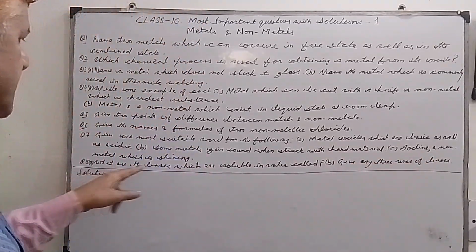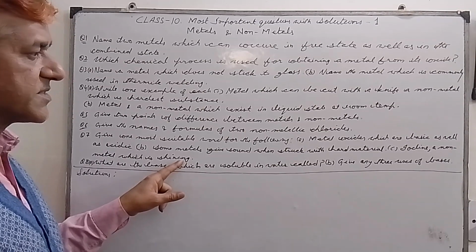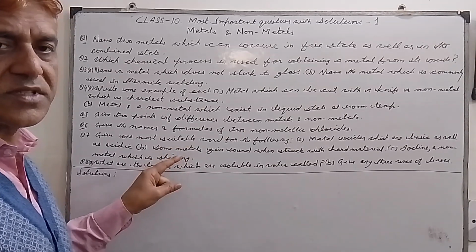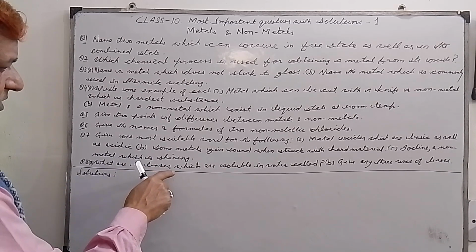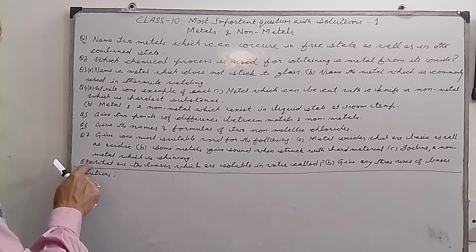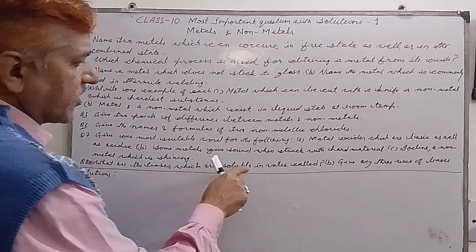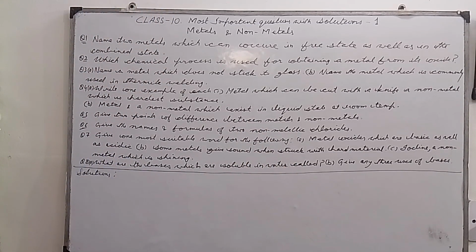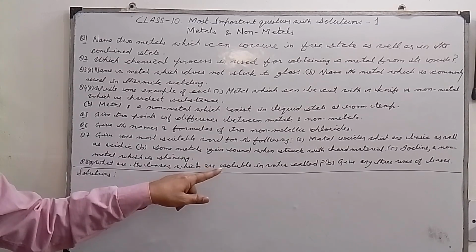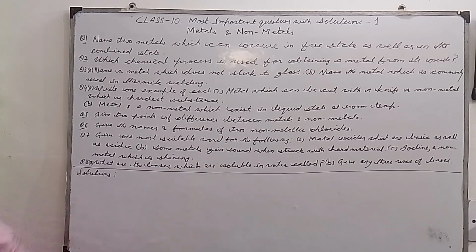Iodine is a non-metal which is shining, lustrous. Lustrous is one word for this. Next question, part A: what are the bases which are soluble in water called? So bases soluble in water are called alkalis.